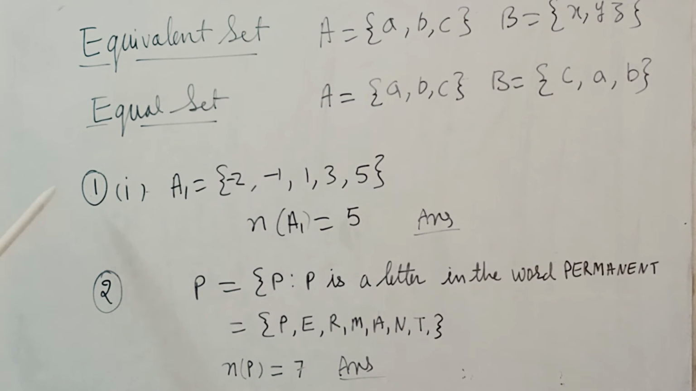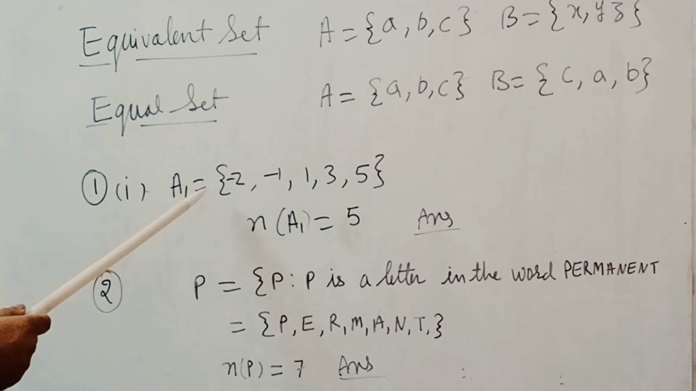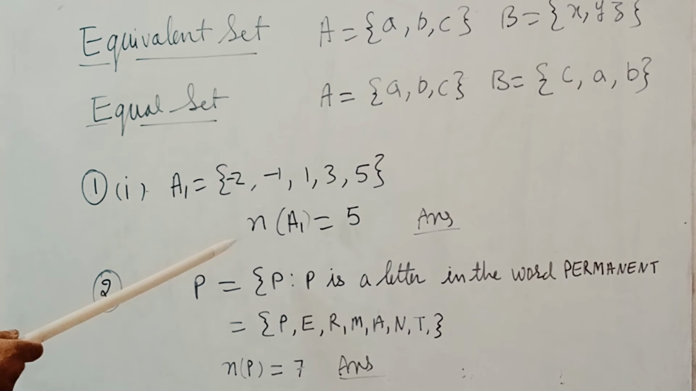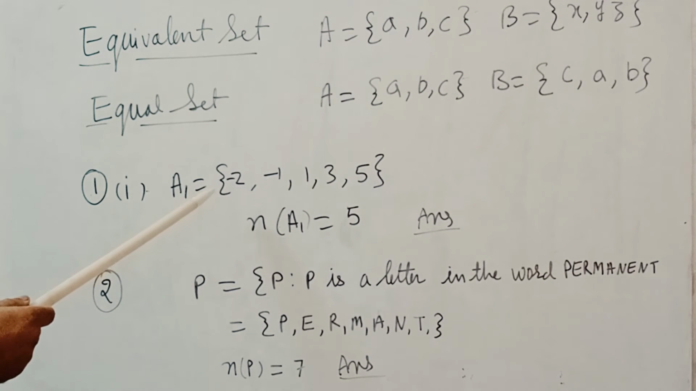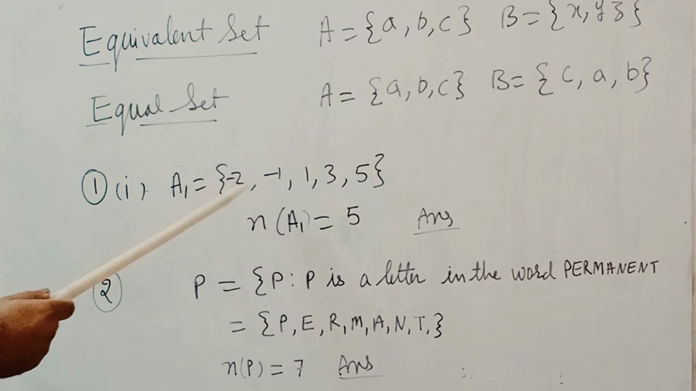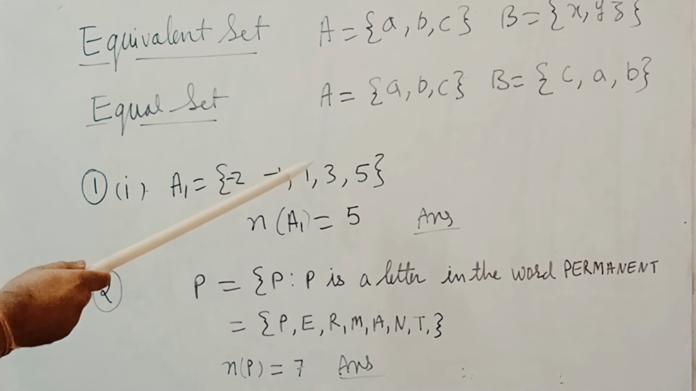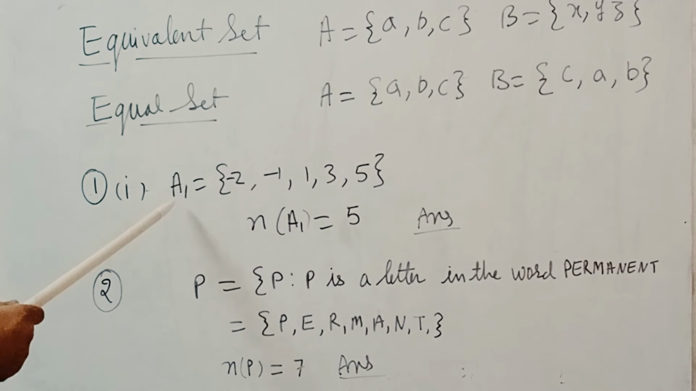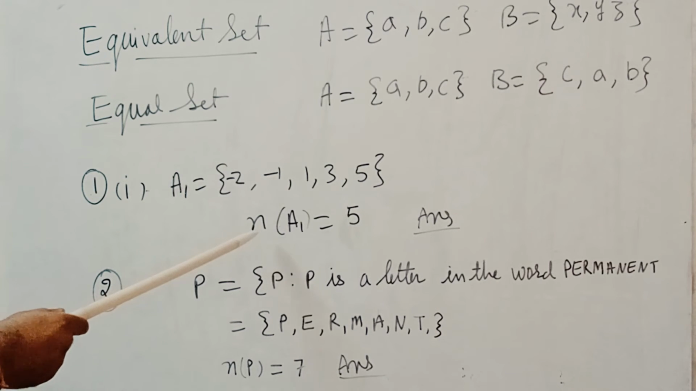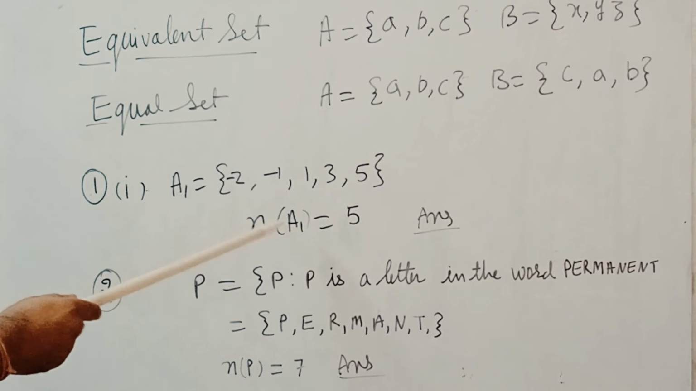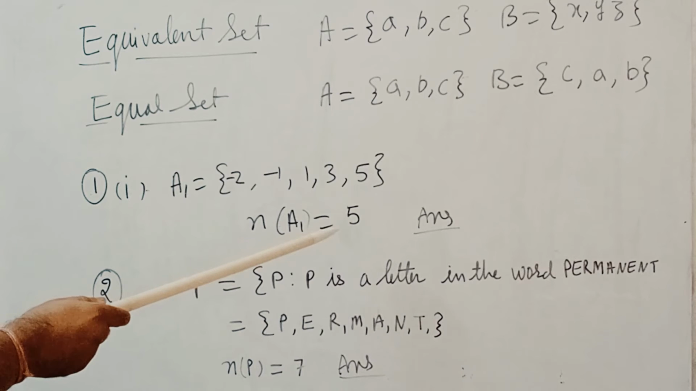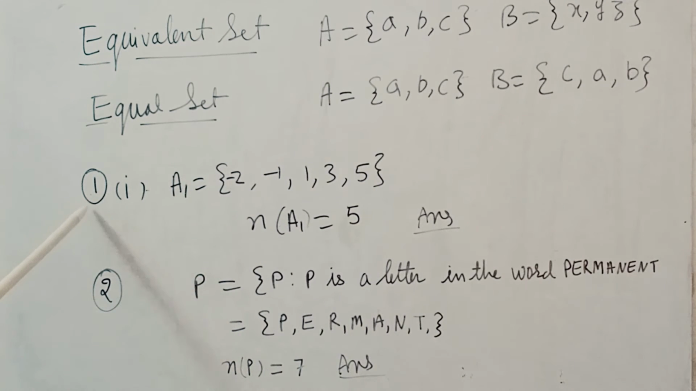Now I am taking question number 1 of exercise 6B. Here we have the set A1 in which the elements are -2, -1, 1, 3, 5, and we have to find out the cardinal number. How many elements are in this set? 1, 2, 3, 4, 5. So the cardinal number of set A1 is written as n(A1) equal to 5. That is the answer of question number 1, first part.